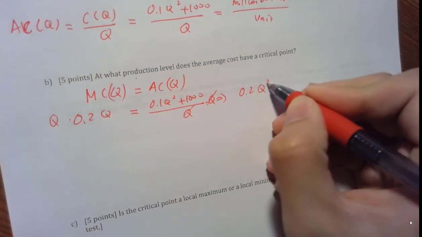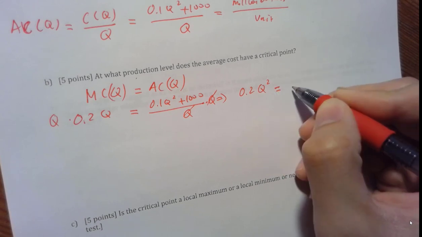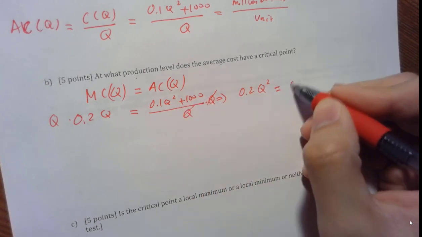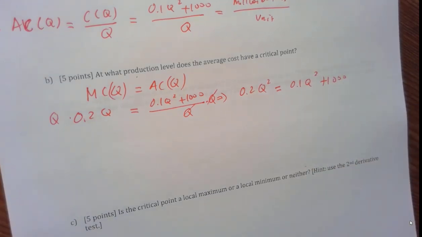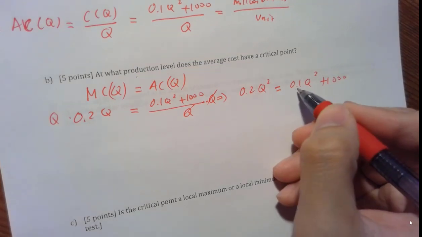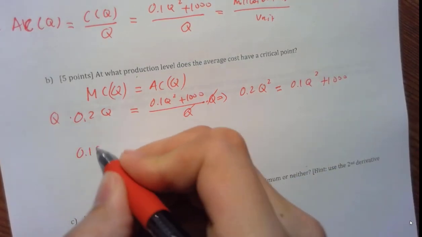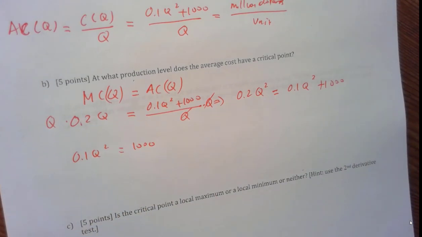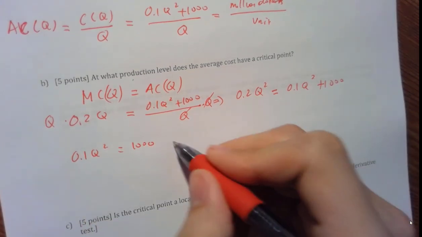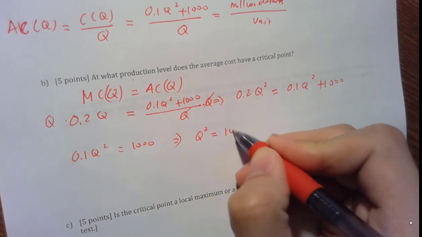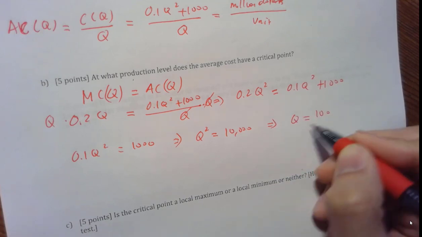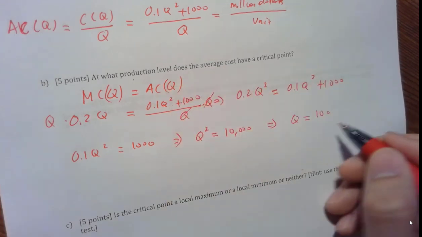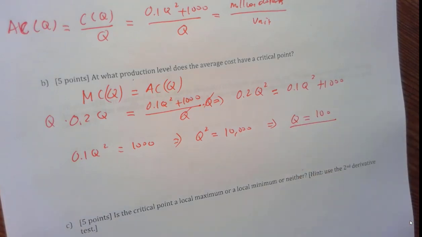So 0.2 Q squared equals 0.1 Q squared plus 1000. Then I subtract 0.1 Q squared on both sides, so I get 0.1 Q squared equals 1000. Dividing by 0.1 on both sides, I have Q squared equals 10,000. Then taking the square root on both sides, I get Q to be 100. So at the production level of 100 units, the average cost has a critical point.